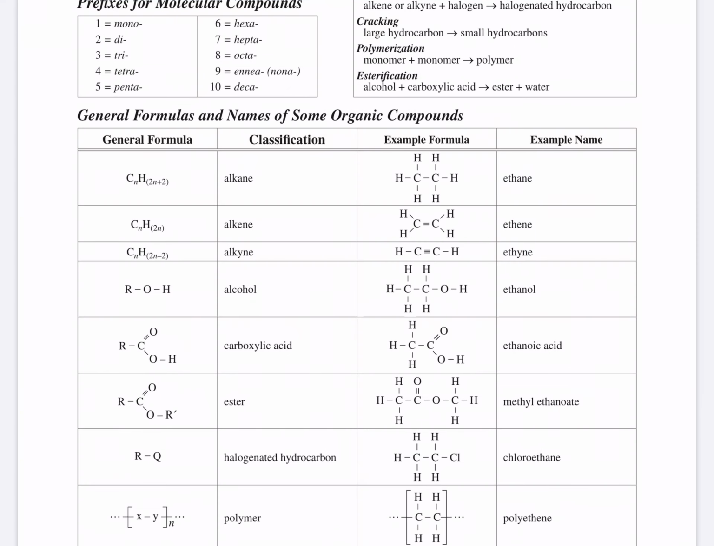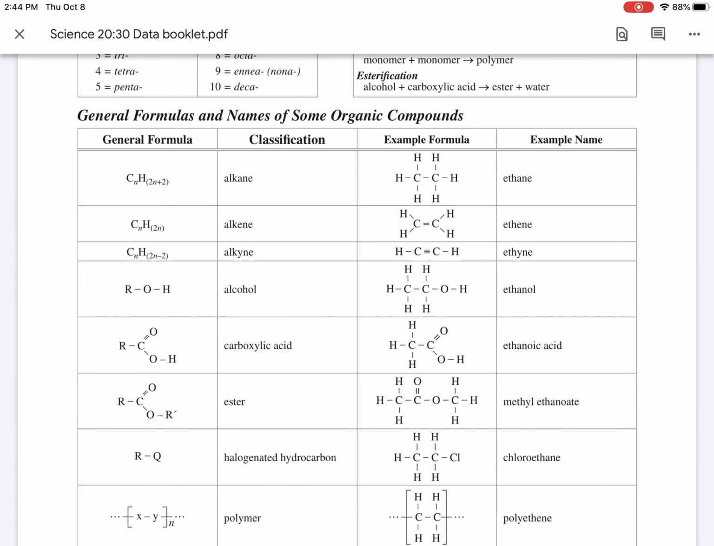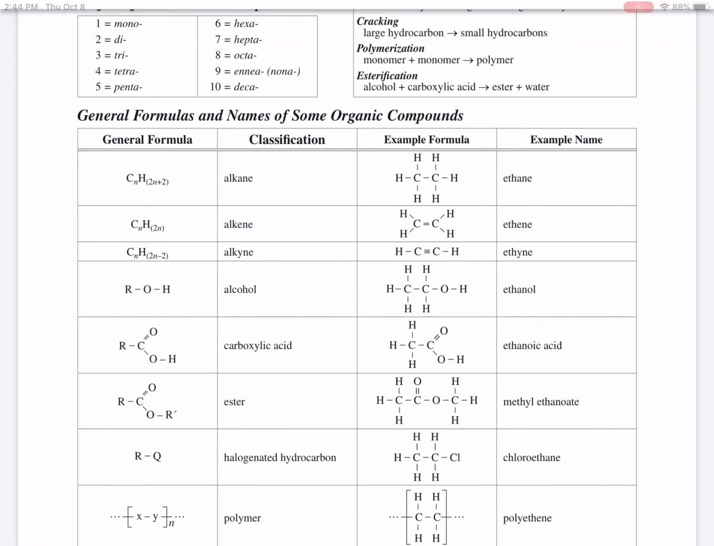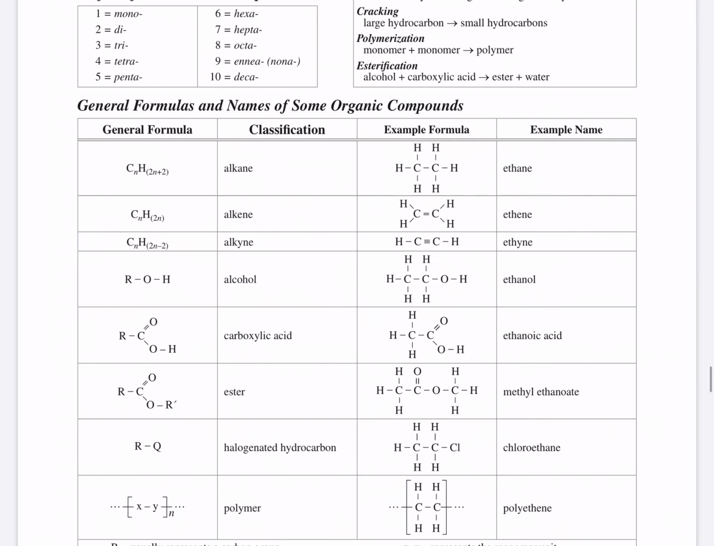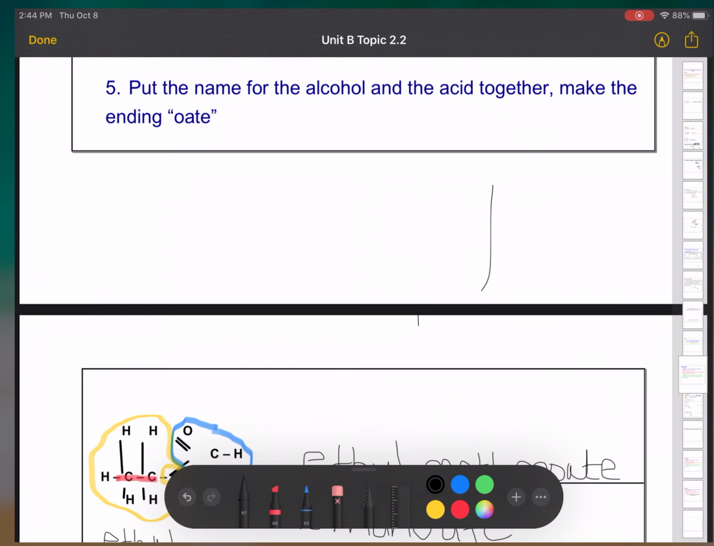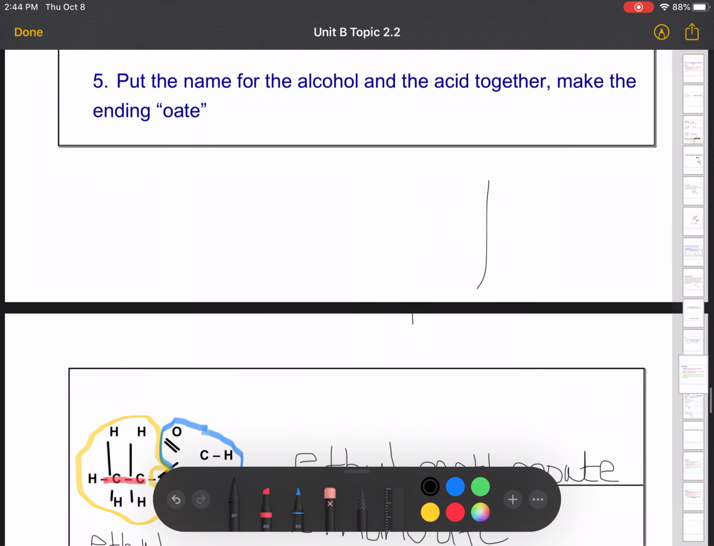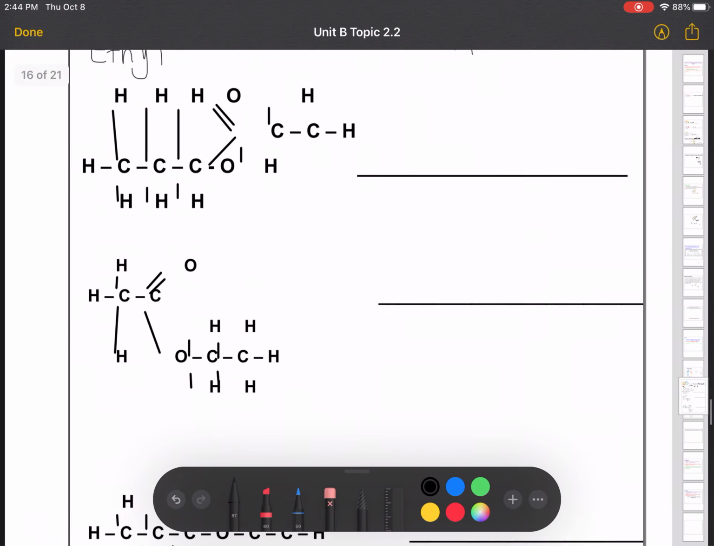So they've got a methyl on this one side, which is their alcohol, and the other side is the carboxylic acid. So we've done it correctly. That's ethyl methanoate. All right, let's try the next one.